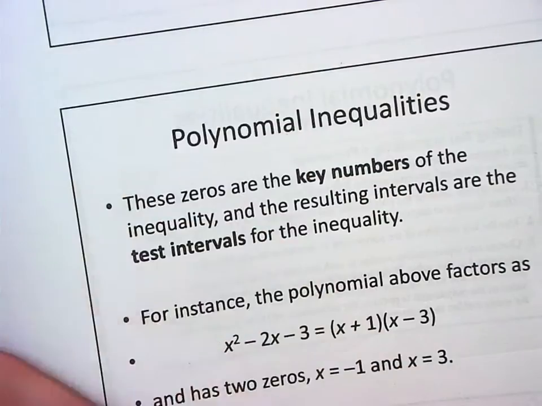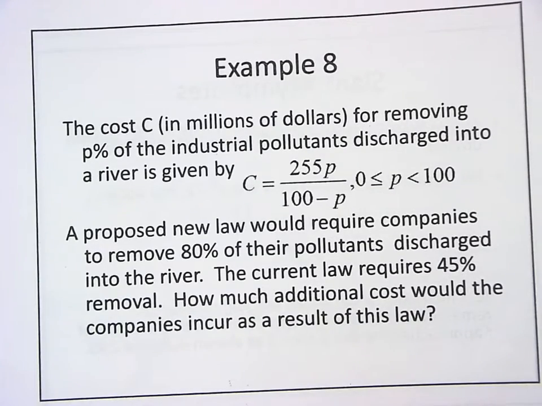Let's look at a couple other things real quick. For this, there's one of these rational functions. The cost C in millions of dollars for removing P% of the industrial pollutants discharged into a river is given by that rational function. The proposed new law would require companies to remove 80% of their pollutants discharged into the river. The current law requires 45% removal. How much additional cost would the companies incur as a result of this law?